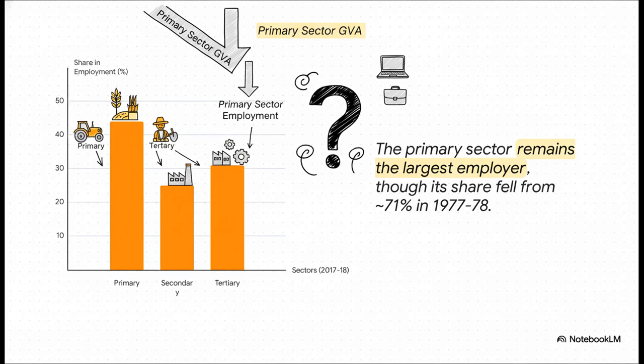Look at the numbers. Even today, the primary sector continues to be the largest employer, with around 44% of people working in it. This means that while the money has shifted away from agriculture, the people have not. The other sectors have not created enough jobs.